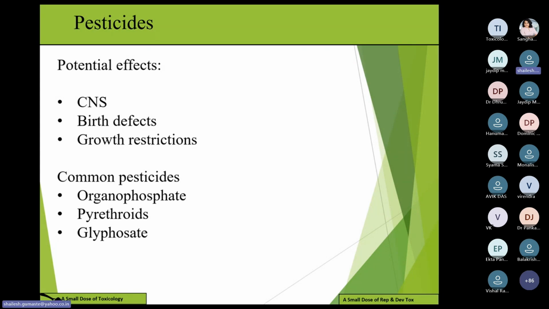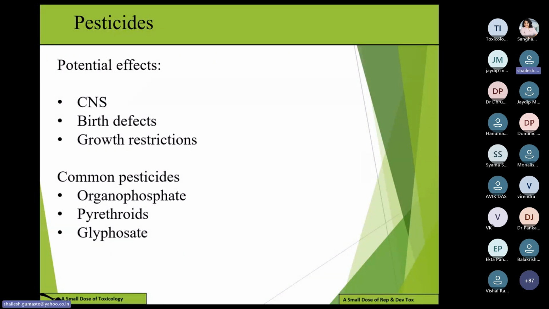Neurodevelopmental problems: exposure to certain pesticides has been linked to behavioral and motor skill problems in children. Birth defects: some pesticides may increase the risk of birth defects such as heart defects and neural tube defects. Growth restriction: pesticide exposure has been associated with reduced fetal growth and low birth weight.